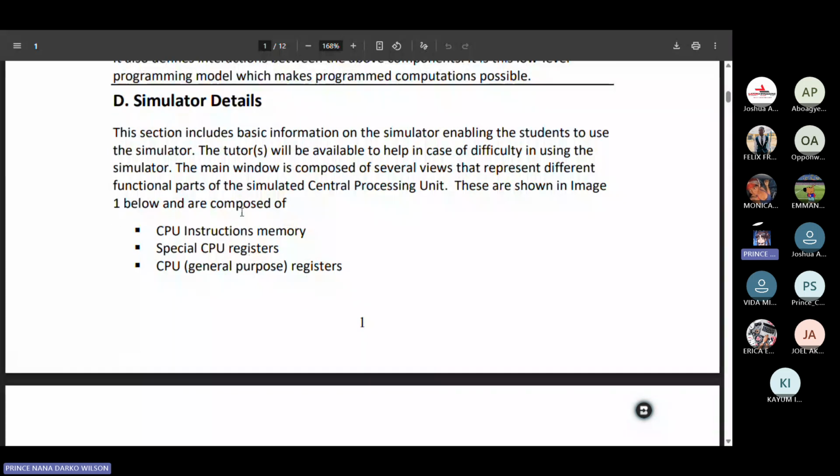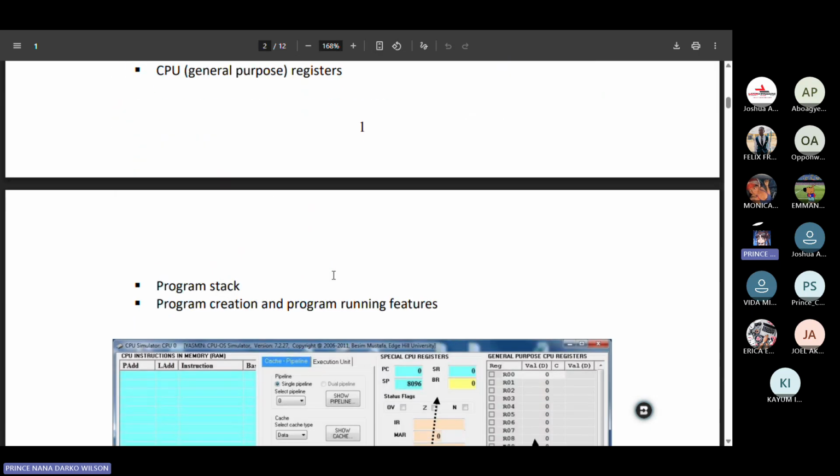The details of the simulator: there is the CPU instructions memory. Take note of that. Special CPU registers like the program counter and the instruction register, and then the CPU general purpose registers, which you'll see later. If you have opened the interface, you see the general purpose registers. They are the ones labeled R00, R01, R02, R03, etc. And then there are the program stacks.